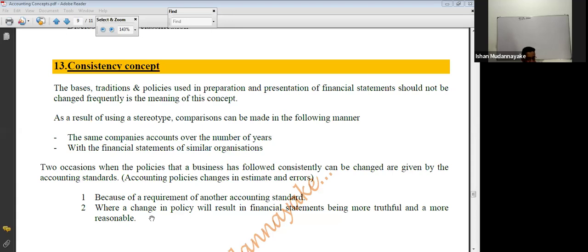Depending on the judgment of the management, a policy can be changed. So the situations where a policy can be changed are: because of a requirement of other accounting standards, and based on the best judgment of management to show financial statements in a more relevant manner. Then we can change accounting policies. Otherwise, we can't change them.